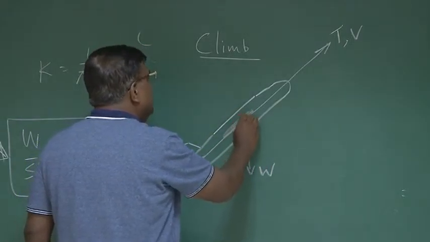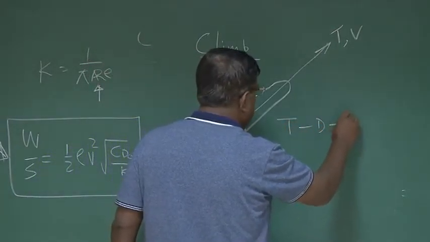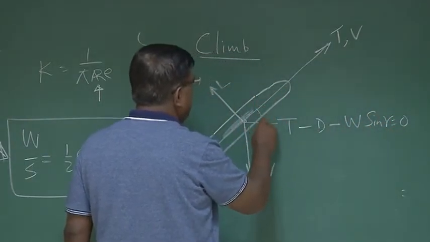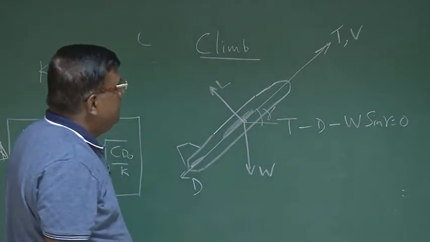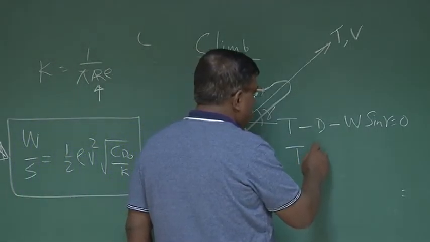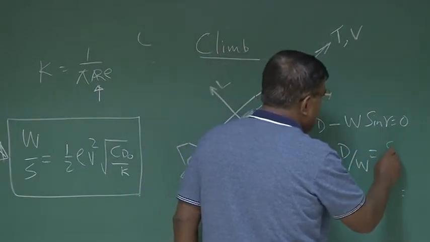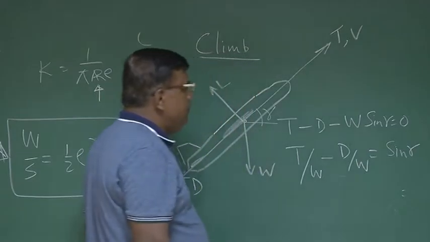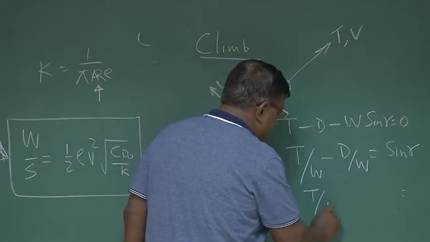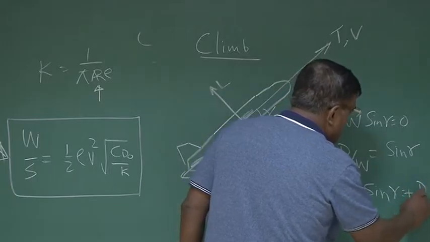This is drag, this is lift. So I know T minus D minus W sine gamma equal to 0 for a steady climb. So what I am seeing here is T by W minus D by W is equal to sine gamma, or T by W is equal to sine gamma plus D by W.